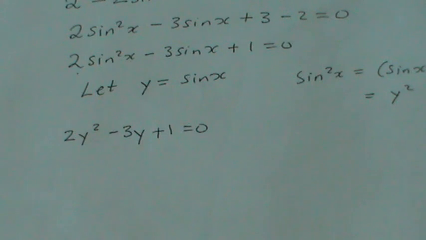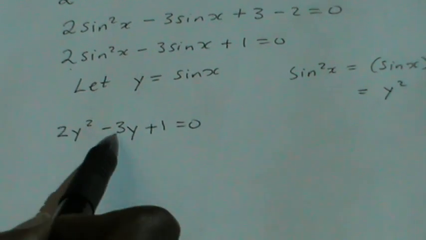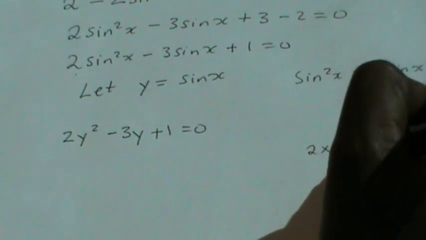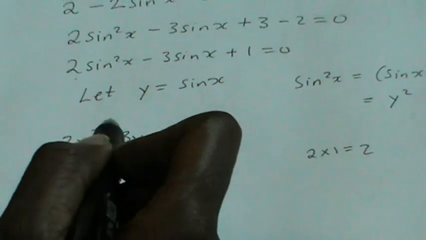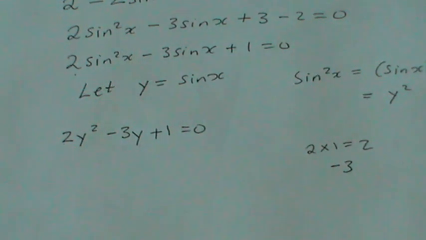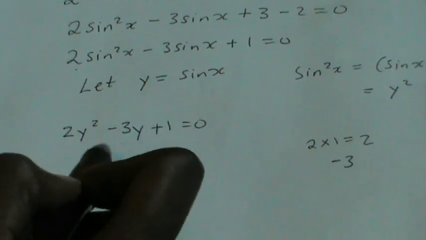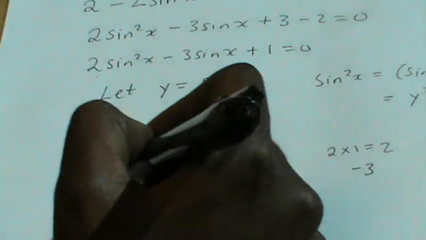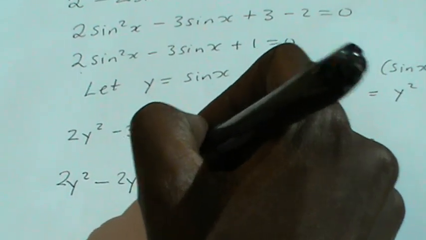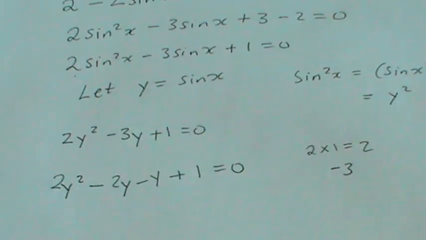This one looks like we can factorize it, so you go ahead and you factorize it. So you multiply these two, you say 2 times 1, the answer is 2. Then you look at the middle term over here, it is minus 3. So I'm looking for two numbers that when I multiply them, the answer is positive 2, and when I add them, the answer is negative 3. I'm sure if you think about it, you will see that the two numbers are negative 2 and negative 1. And that is what I'll use to split that up. So I have 2y squared minus 2y minus y plus 1 is equal to 0.